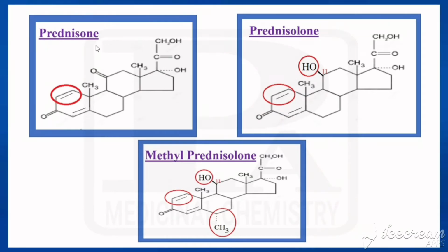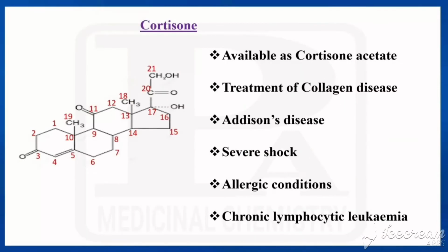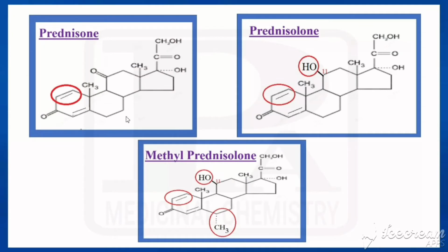Next drug is called prednisone. Prednisone is having the same structure as that of cortisone. Look at the structure of cortisone. Same structure of cortisone. Here it is having an extra double bond, where the double bond is between 1, 2. So it is having an extra double bond between 1 and 2. That is the structure for prednisone. What is the difference between cortisone and prednisone? Prednisone is having an extra double bond between 1, 2.